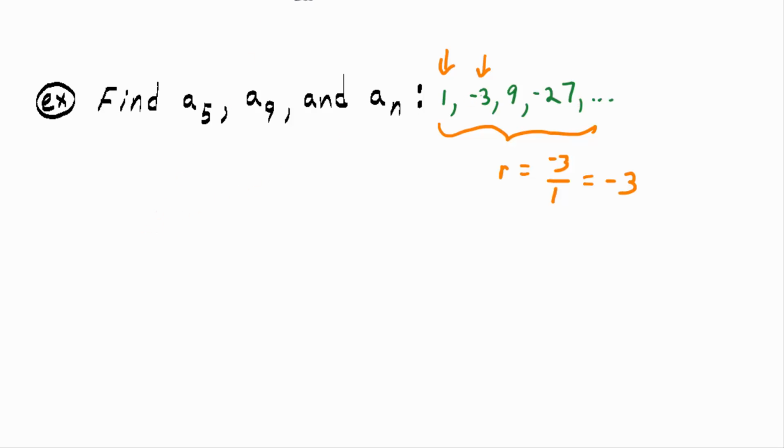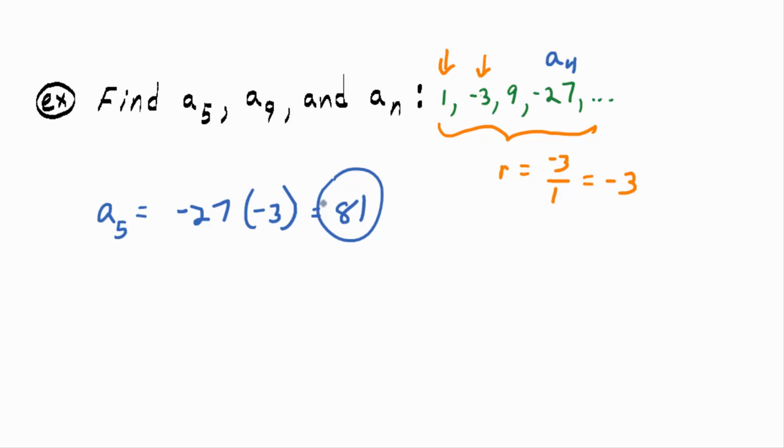Okay, so if I want A5, I've got the first 4 terms. So if I want to get A5 recursively, what do I times by -3? The term previous to A5, A4, is listed. It's -27. So take -27 times -3, and what do you get? Positive 81. And if that's all you were asked to find, you'd be done. You wouldn't need the explicit formula.